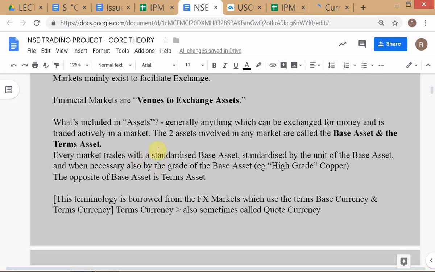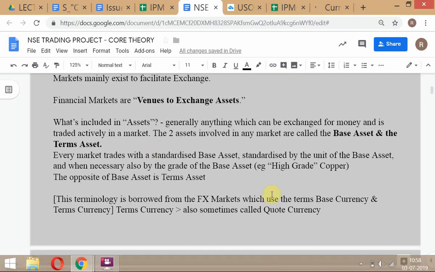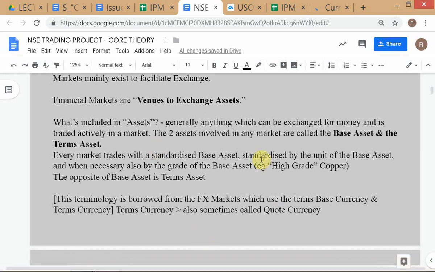Two new terms we should learn today before we finish: the concept of base asset and terms asset. In every market there will be a base asset and a terms asset. This is what we need to learn, because what did we say, that a market is a venue for the exchange of two assets. Those two assets we are now giving particular names. We are calling one a base asset and one a terms asset. Now what does that mean?